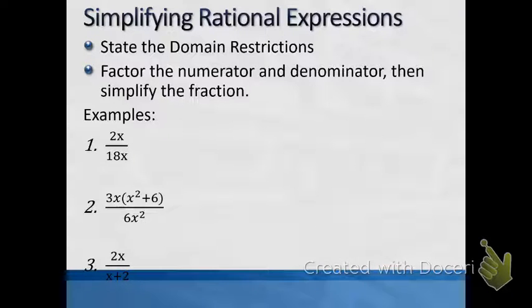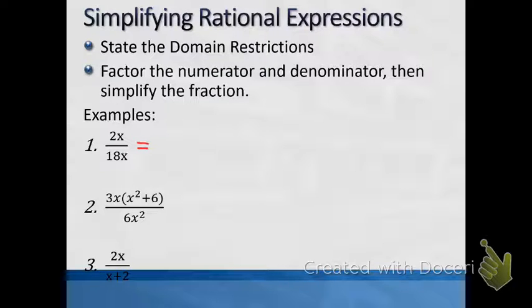Next, let's look at a few examples. So here are three rational expressions that we would like to give the excluded values and also simplify. Your first step would be to try to factor the numerators or denominators if possible. In this case, none of these factor any further than they already are. And then after that, you would identify any domain restrictions and you would simplify the fractions by reducing what you can. So let's start with 2x over 18x.